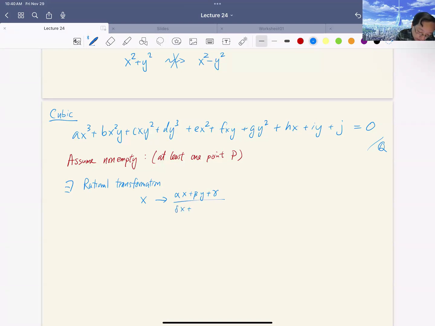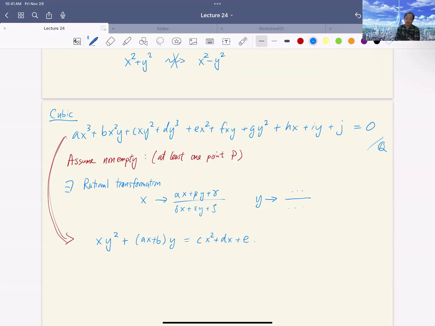Rational transformation means you take x to be some rational expression of this type, linear over linear, linear over linear. That's the rational transformation. And the same for y. It turns out that you can always find appropriate coefficients such that the curve is transformed into the following form. These a, b are not the same as the previous a, b. Just this form. A very nice one.